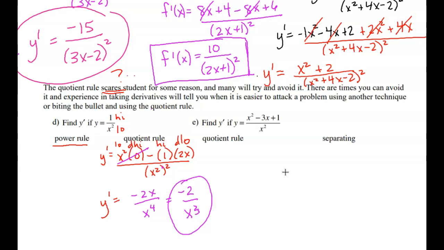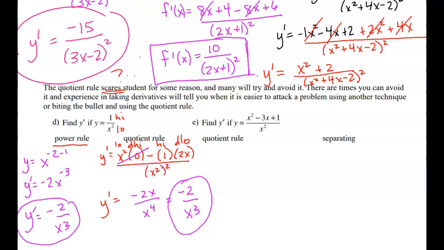Now, let's say I remembered, I was like, ooh, there's no variable on top, so I bet I can rewrite that as a negative power, and then I can just do the power rule. So I bring down my power, and then we subtract 1. And we never leave negative exponents. And I got the same answer. Okay, so it's really a choice.